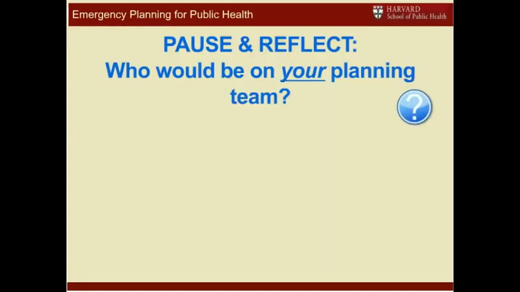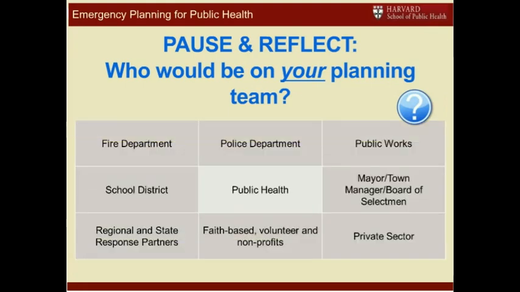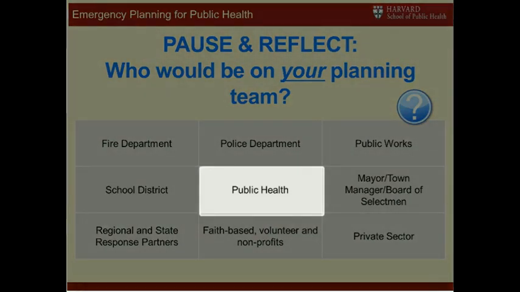Each community has different response partners. Take a moment to consider who would be on your planning team. As you can see, the planning team should be drawn from various organizations and agencies which have a position or stake in emergency response. It's essential that public health be part of emergency planning. Planning meetings provide an opportunity to gather and discuss all issues related to a disaster, including health risks. A collaborative approach will help all response agencies understand the role that public health will play during an emergency.